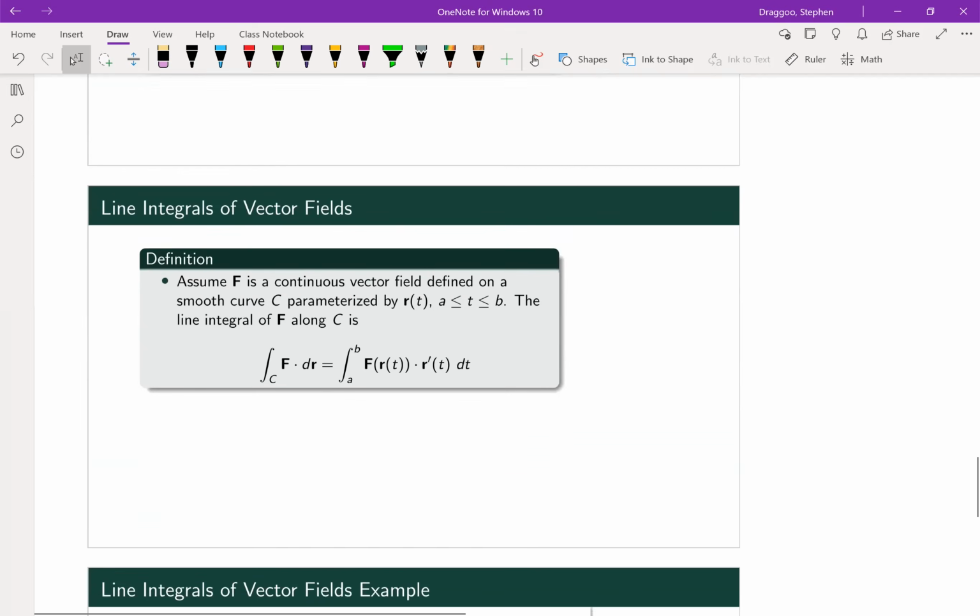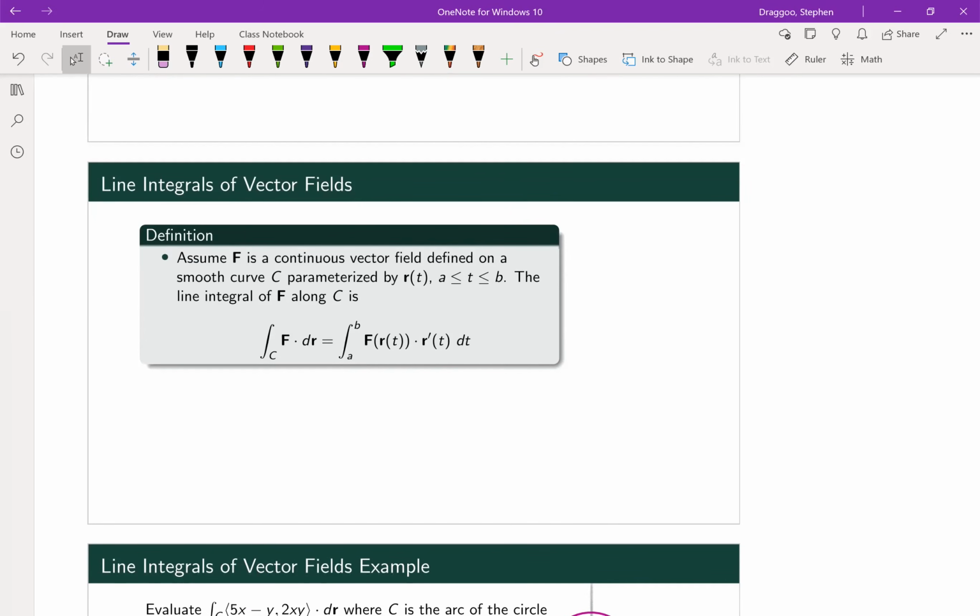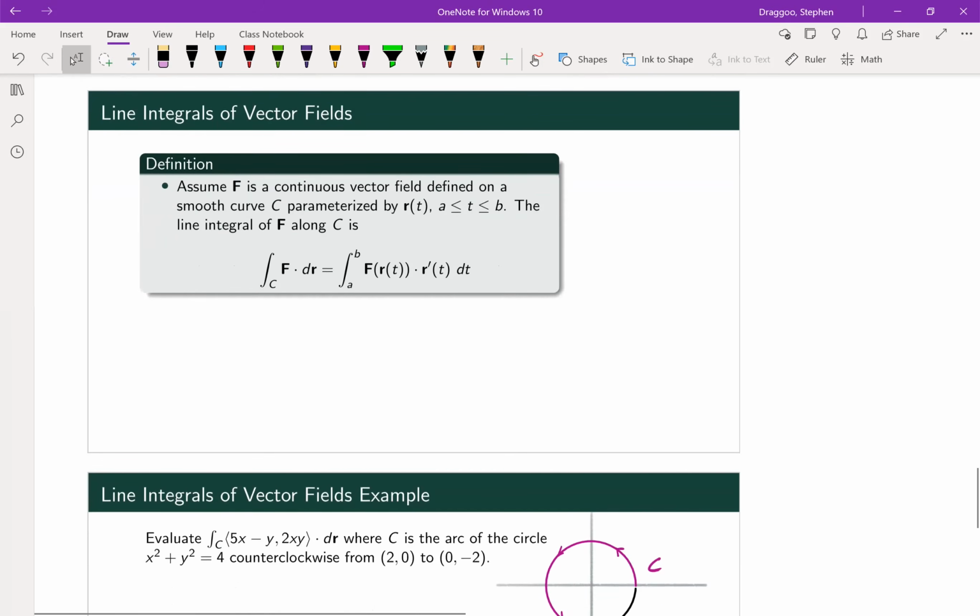All right, let's extend that idea into vector fields. So if we assume that f is a continuous vector field defined on a smooth curve c, parameterized by r, then the line integral of f along c is the integral of f dot dr, where again, r is that parameterization. But practically speaking, that'll look like the integral from a to b of f of r times r prime of t dt. And then that way we can have our integral in terms of dt.